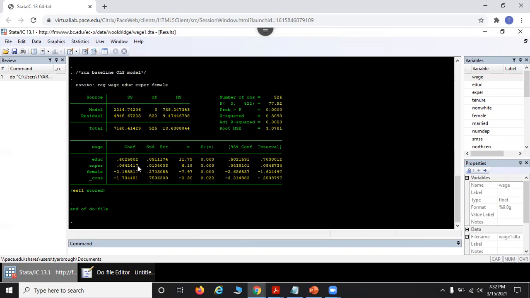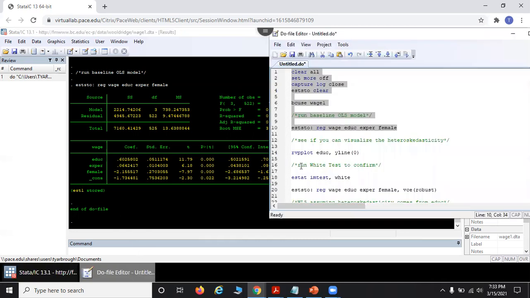For every year of experience, an individual's wage rises by about 6 cents. And in our sample, female individuals on average are paid about $2.15 less than their male counterparts, holding education and experience constant. One of the big concerns we have in this model is that there could be some heterogeneity leading specifically to heteroskedasticity. But we can test for that.